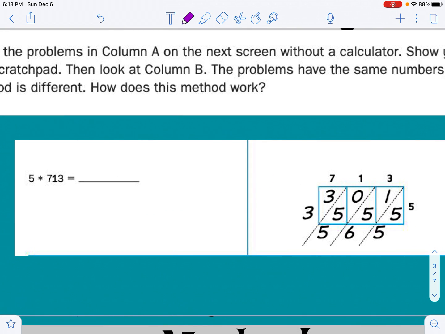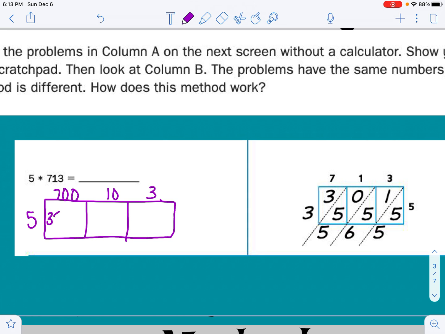Let me try the rectangle method, the partitioned rectangle this time, and see if we can compare those. So I'm going to do 5 times 700, 10, and 3. So 7 times 5 is 35, attach my 2 zeros. 5 times 1 is 5, attach my 1 zero. 3 times 5 is 15. I'm adding up 3,500, 50, and 15. 5, 6, 5, 3,565. That's the same answer here, 3,565. So that must be my answer outside there.